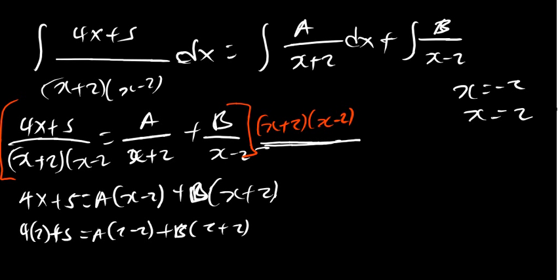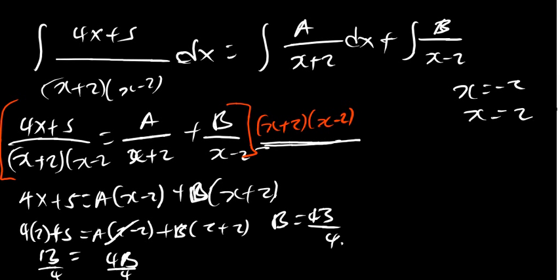So what I'm going to have here, 2 times 4 is going to give me what? It's going to give me 8. 8 plus 5 is going to give me what? It's going to give me 13. So I have 13 is going to be equal to, this part is going to give me 0, so I have 4b. So divide both sides by 4. We can see that our b is equal to 13 over 4.